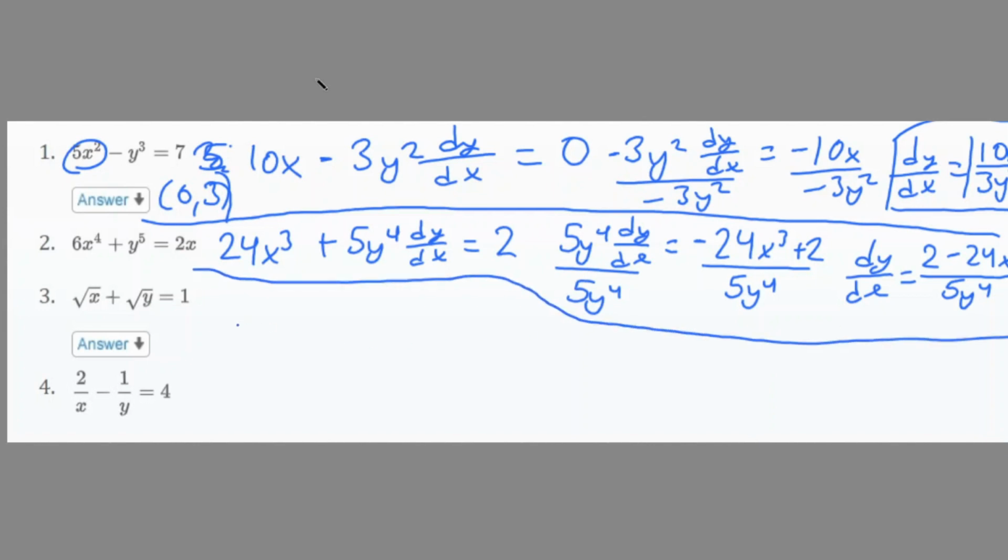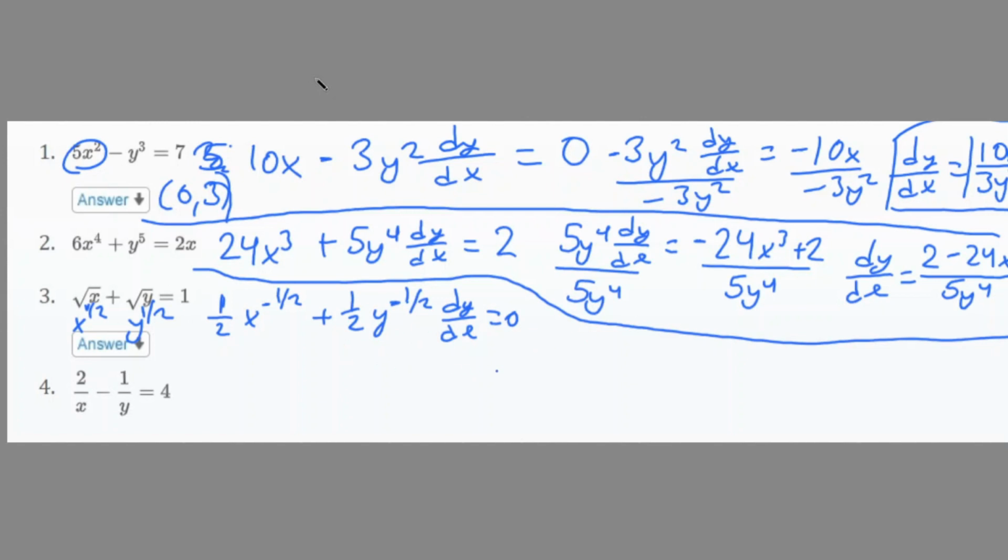So number 3, we're dealing with some radicals here, but like before, whenever you see a radical, always try to rewrite it as an exponent. A radical would be an exponent of one half, so we would get x to the half power plus y to the half power equals 1. If we find the derivative, we get 1 half x to the negative 1 half power, plus 1 half y to the negative 1 half power dy dx, is equal to 0 because the derivative of 1 is 0.